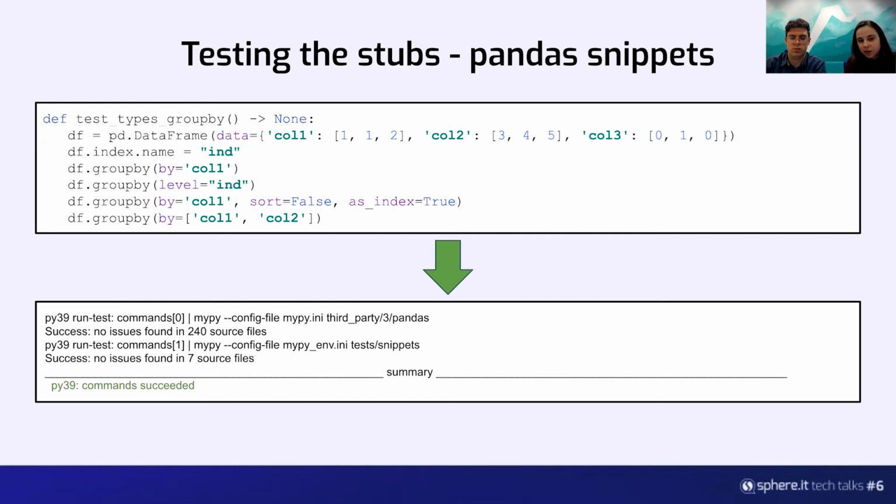And on the slide you can see an example test snippet, which just consists of multiple calls of the groupby method, which is part of the DataFrame API. We use different argument types and values to make sure that we are covering as much as possible. And then by running PyTest on the test snippets, we are making sure it's working, but also by running Mypy on the test snippets, we can make sure that we are covering all of the API calls and that they are correct.